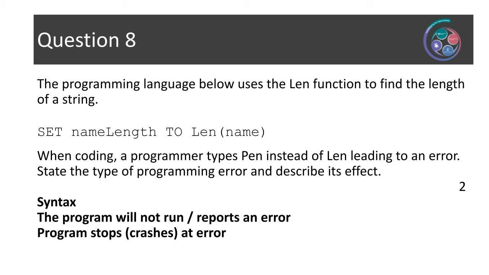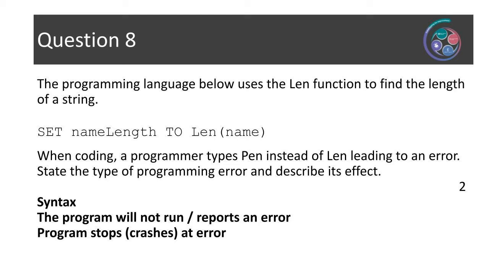The effect this will have when the program is run will mean that the program will not run, or the program will report an error when it tries to run. It might be that the program stops or crashes at the point of the error. So you will just need one phrase to describe this effect: the program is not running, it stops running, it crashes, or it reports an error to the programmer or the user when the program is run.